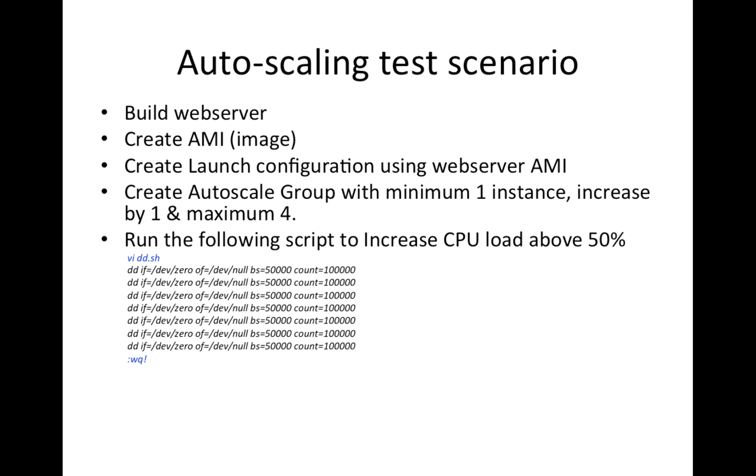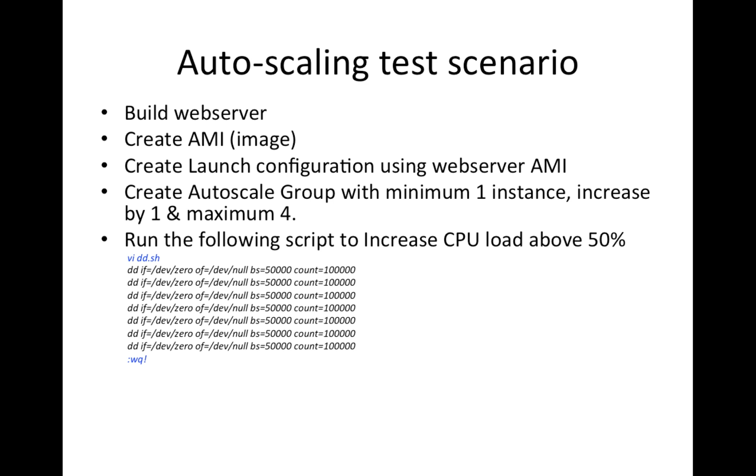Okay, so let's see what scenario I'm going to cover in this demo. I already have a web server which is already built. Usually when we create an auto scaling group, we don't want to choose one empty fresh AMI, so that you will get just the operating system, nothing running on it, which is not really useful.